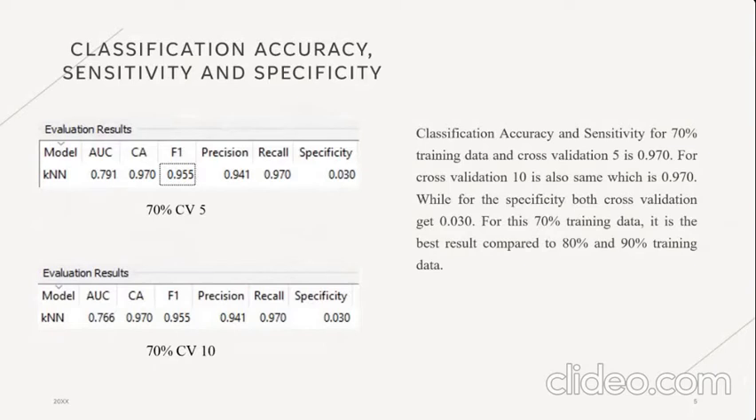Next, we move to classification accuracy, sensitivity, and specificity. So for 70% training data and cross-validation 5, we got classification accuracy and sensitivity is 0.970. For cross-validation 10, also same result, which is 0.970, while for the specificity for both cross-validation get 0.030. So for this 70% training data, it is the best result compared to other training data, which is 80% and 90%.